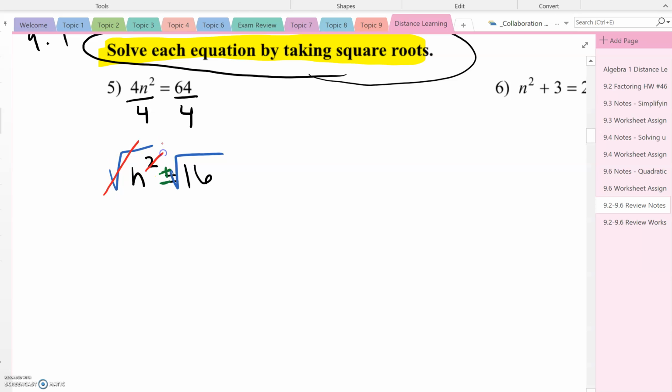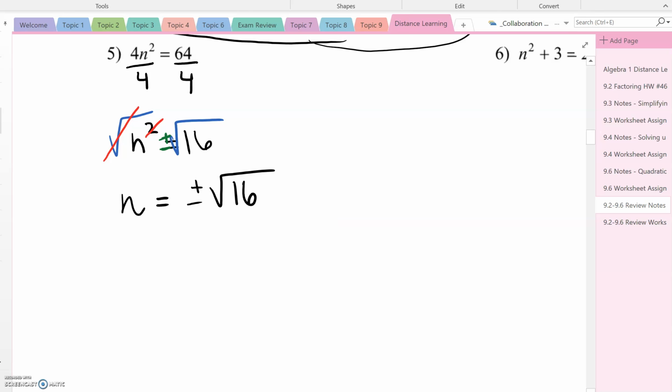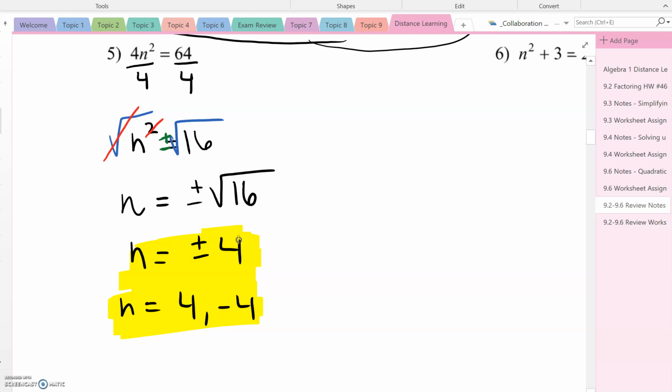So the square root and the n squared cancel each other out, and we just end up with n equals, and then we have plus or minus the square root of 16. Can you think of what the square root of 16 might be? What number multiplies by itself to get you 16? That number would be 4. So you can write your answer like this or like this. Both of those are accurate answers. So n can be positive 4 and negative 4. You can write it as plus or minus 4, or you can write it as 2 separate answers.